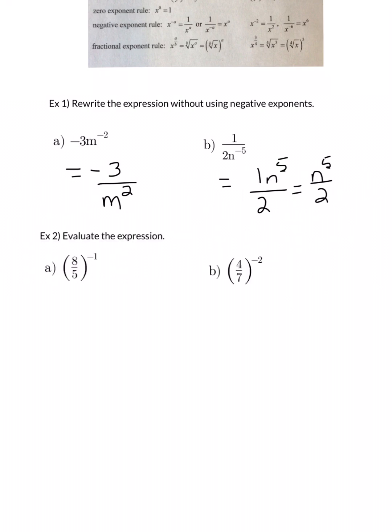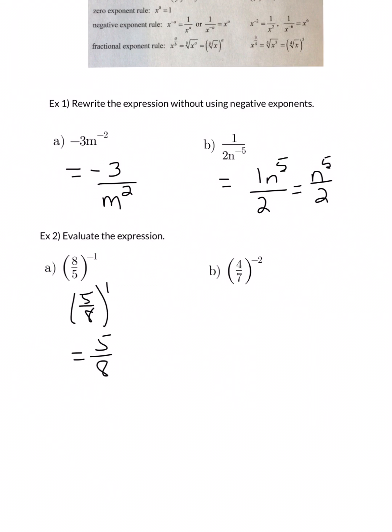On example 2, we are asked to evaluate the expression. We have a fraction that's being raised to a negative power. In order to make that into a positive power, you write the reciprocal of the fraction. This then changes the power to a positive number. So 8/5 to the negative 1 becomes 5/8 to the positive 1. But that just equals 5/8 because anything to the first power is itself.